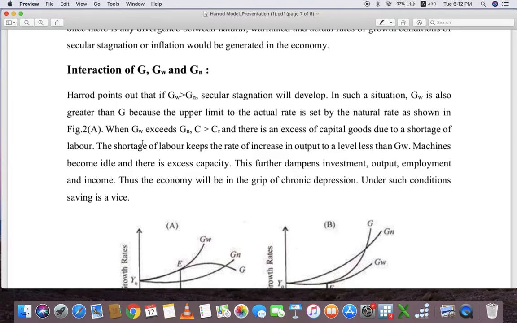So, therefore, the economy will be in the grip of chronic depression, and savings will be a curse for the economy. Savings is not at all encouraged in this economy, because the more and more savings will take place, more and more the economy will fall in the grip of chronic depression.